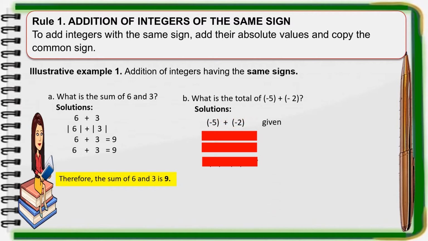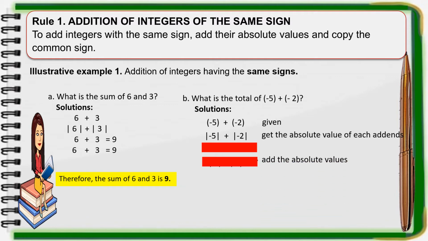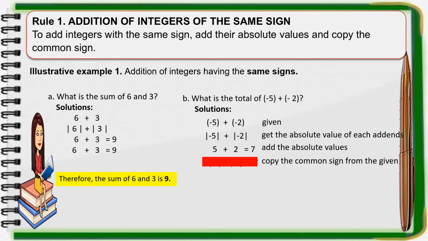Then, kunin natin ang kanilang absolute values. At, after getting the absolute values, add lang natin ang mga ito. At, last, kopyahin natin ang common sign mula sa given. Therefore, the total of negative 5 and negative 2 is negative 7.